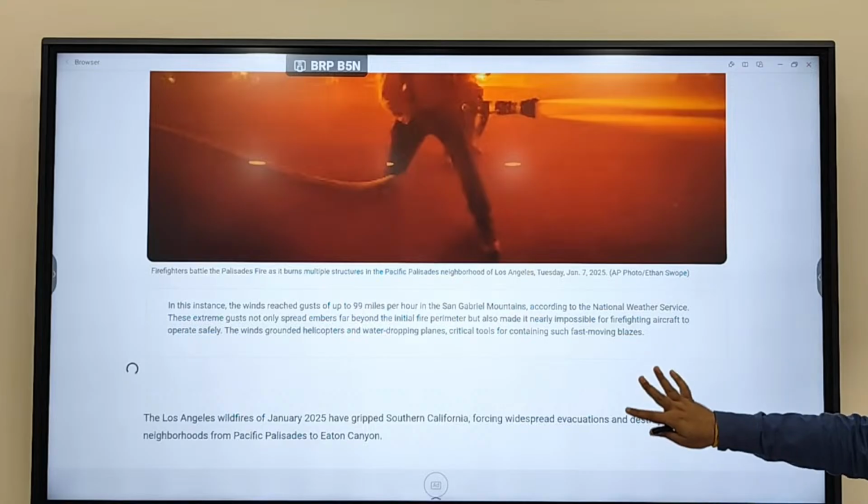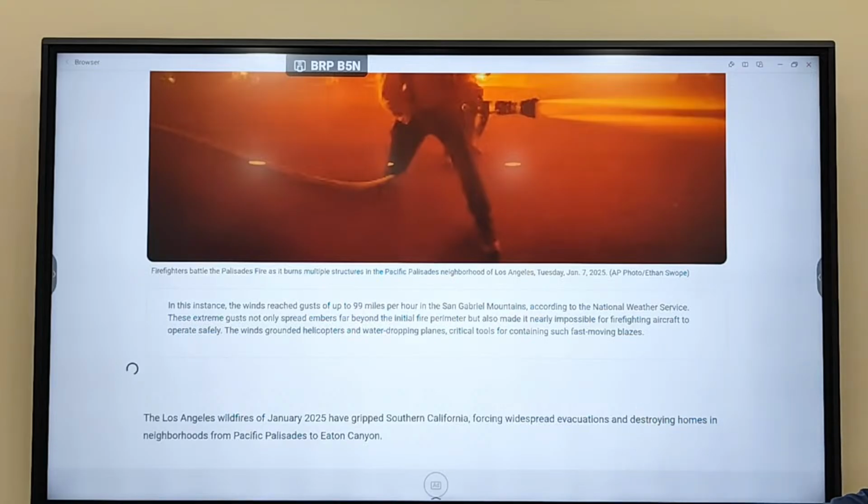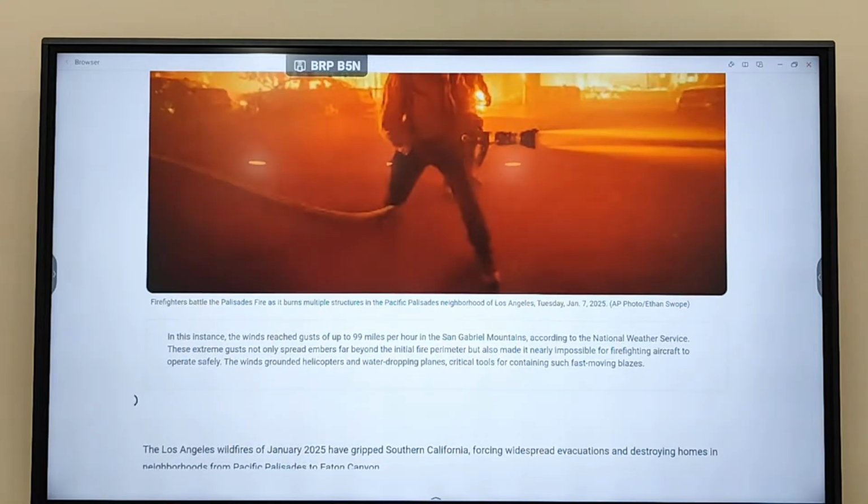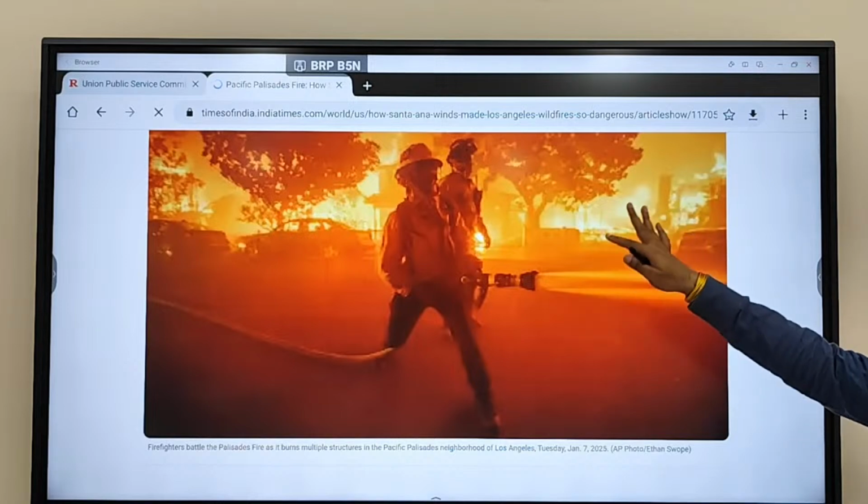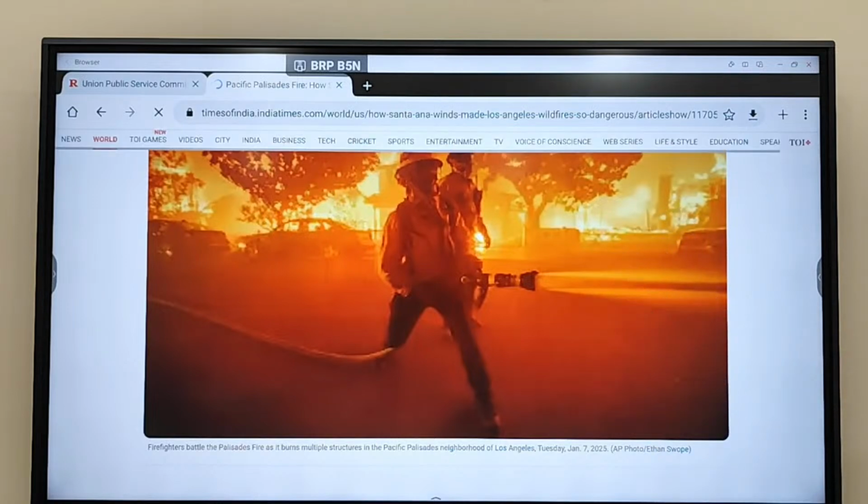As we discussed, Santa Ana wind is which type of wind? It is a hot and dry wind. It causes a lot of evaporation. When a lot of evaporation happens, what will happen? Things become drier. So even a spark can cause what? Fire over there, because things are dry. And since the wind is blowing, what will happen? The fire will spread much more, and as a result you see a lot of big fire has happened in the Los Angeles region.